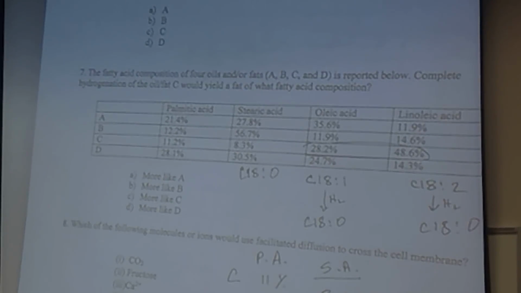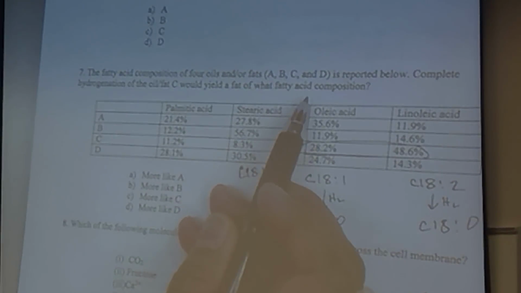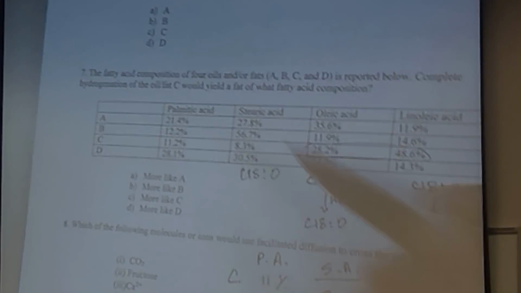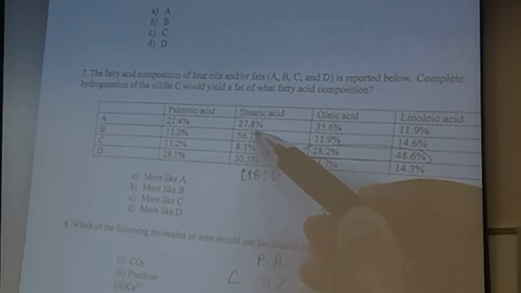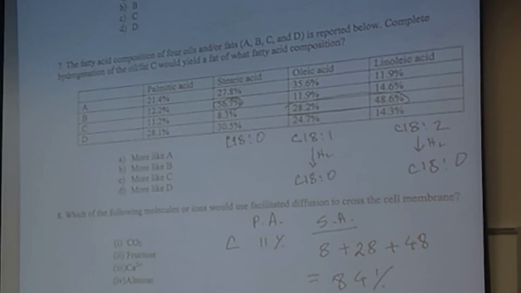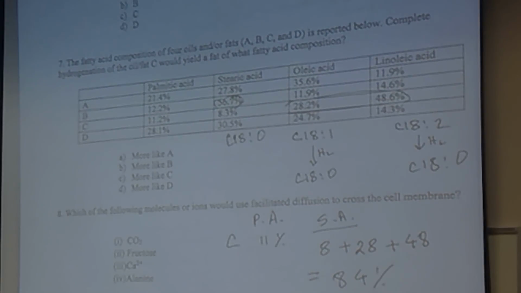So we can see that now we have a high content of stearic acid in C, and that is what the question asks about, which fatty acid composition. If we compare with A, B, D, none of them have 84%, but B has the higher composition of stearic acid, 56%. A or D have lower composition. So that means C will be more like B.